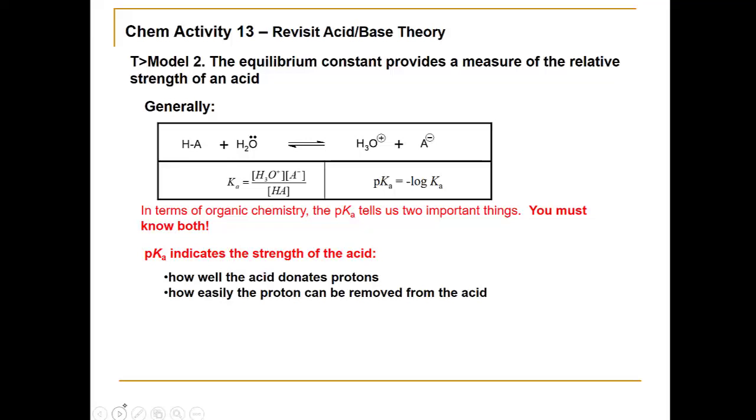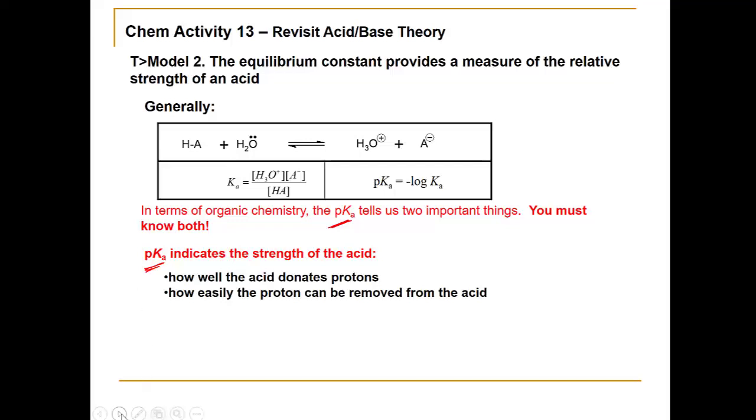Now, the next point is actually incredibly important. The pKa of such a reaction tells us two important things, and I really encourage you to try to master these two important things. Clearly, the pKa is first of all going to tell us the relative strength of an acid, how well the acid donates a proton, or how easily a proton can be removed from that acid. Again, the smaller the value of the pKa, the stronger the acid. So negative pKa's mean a really strong acid.